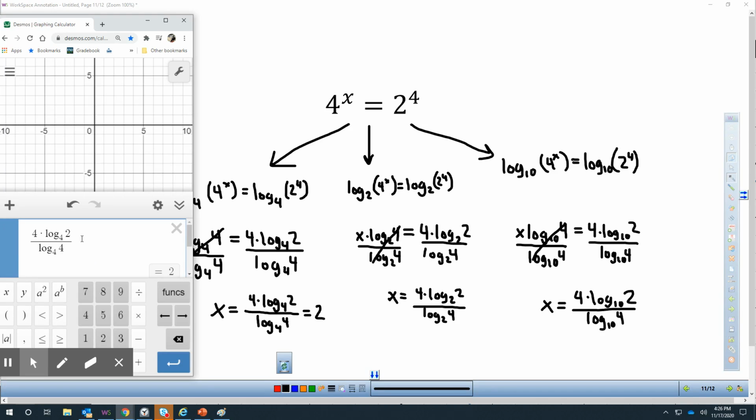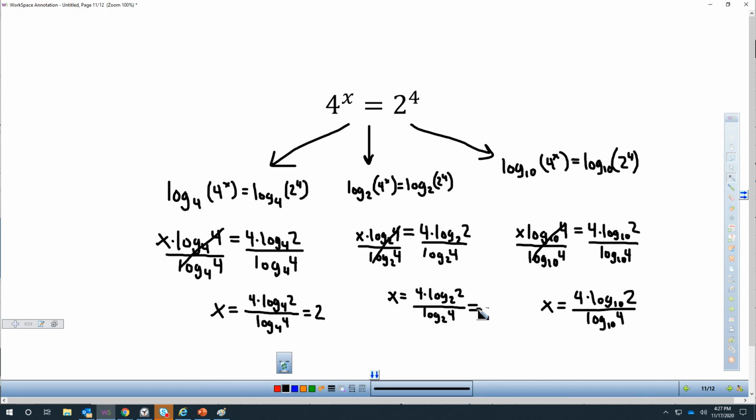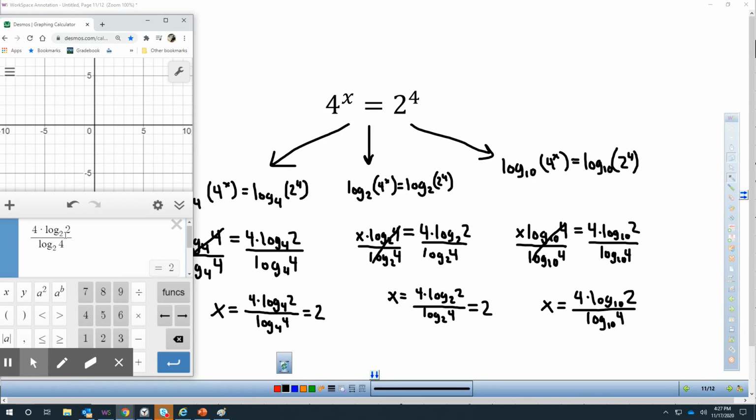Okay, now let's do the same thing, but now I'm going to be using log base 2. So I'm just going to change my base to 2 on both my logs. So I've got 4 times log base 2 of 2 divided by log base 2 of 4, which is what I have here. And hey, look at that. It also equals 2. And for my last one, we had log base 10. So 4 times log base 10 of 2 divided by log base 10 of 4. So I'm going to change these to 10s. And look at that. It still equals 2.